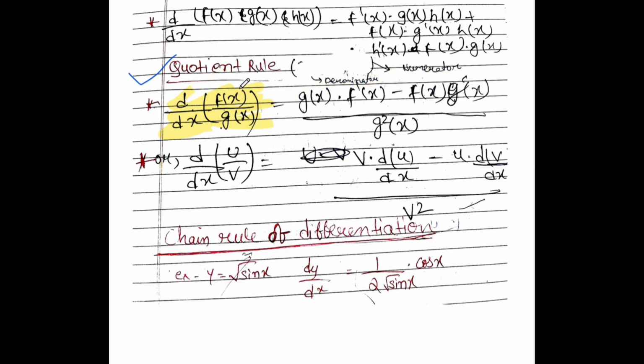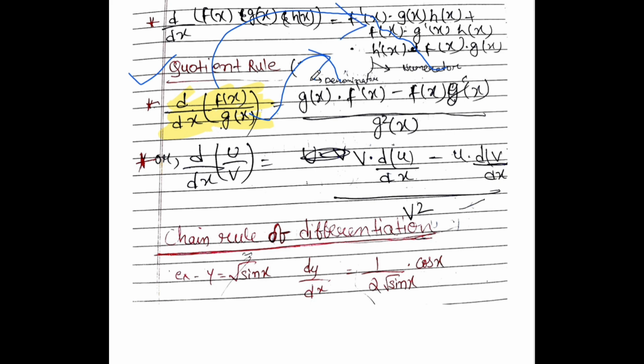Okay, so let me mark it. f(x) is our numerator, and g(x) is our denominator. See, I have marked here, so no confusion will remain.